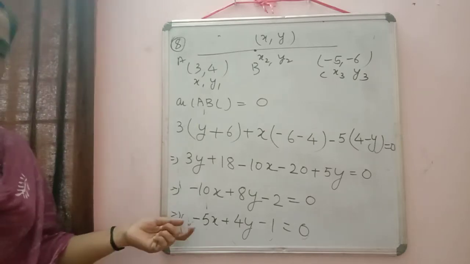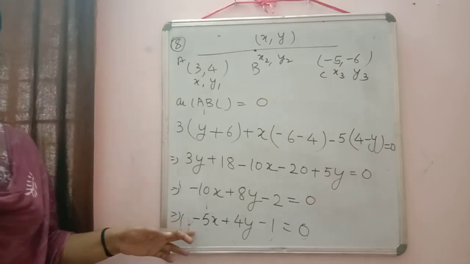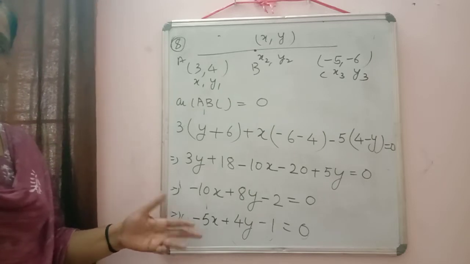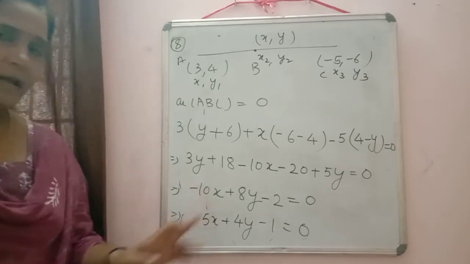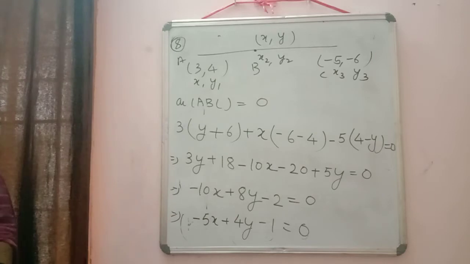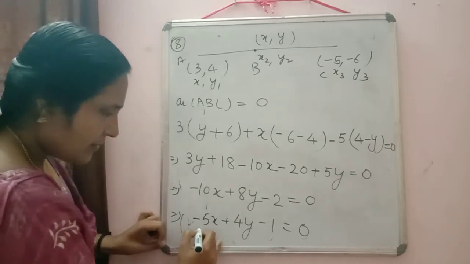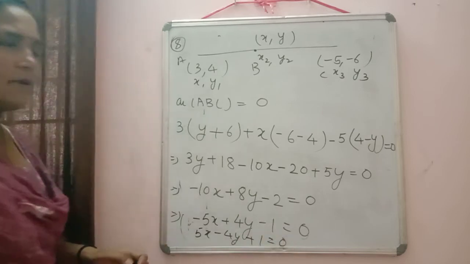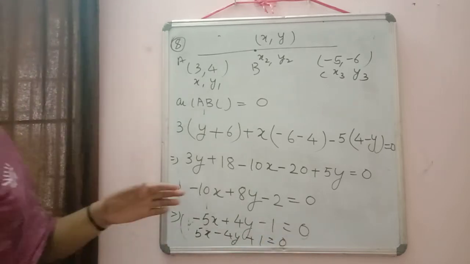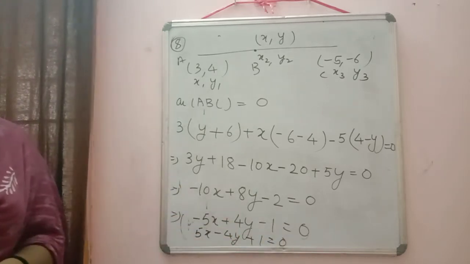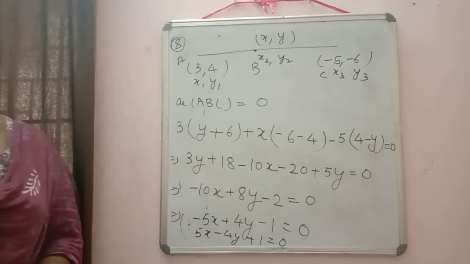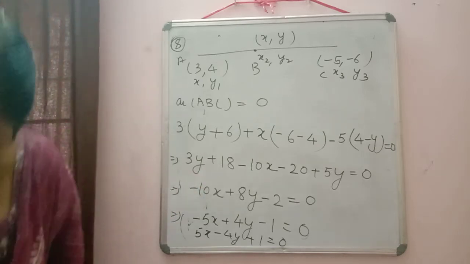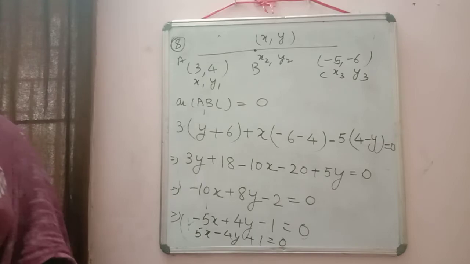Sometimes students don't like the negative answer at first. So what can we do to avoid that negative? We can multiply the whole equation by a negative sign. So the equation reduces to 5x minus 4y plus 1 is equal to 0. Here we don't have to find out the value of x and y. We want the relation only. Okay, so moving on to the next question.